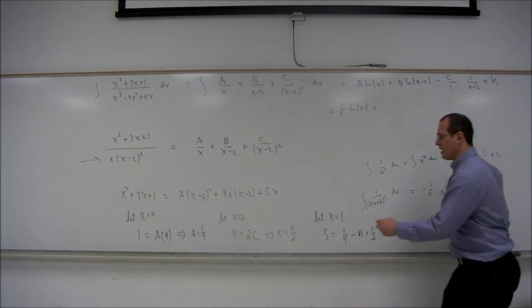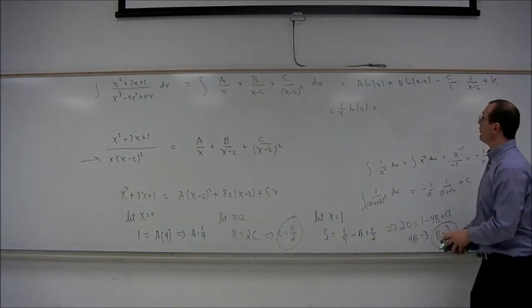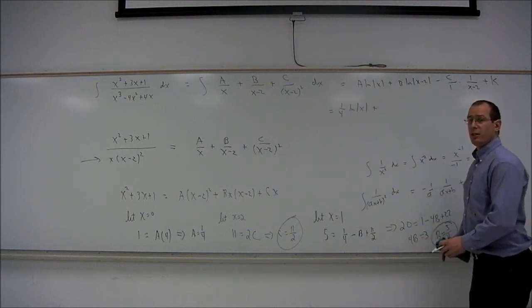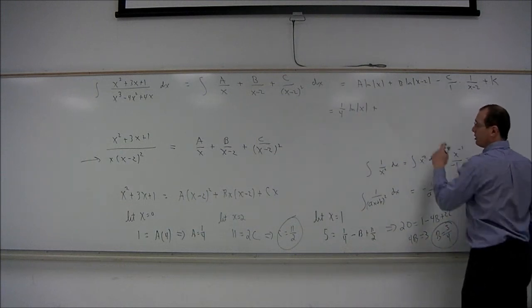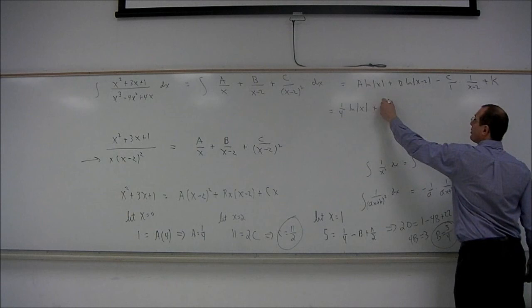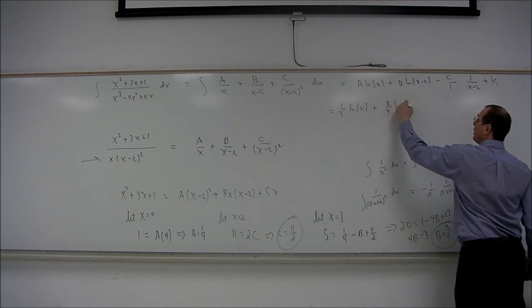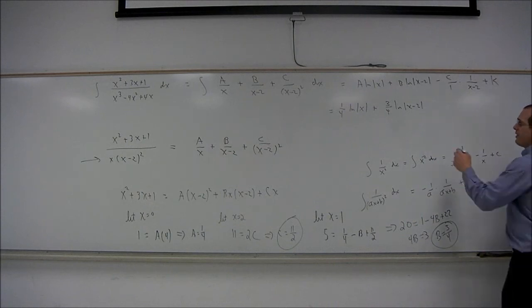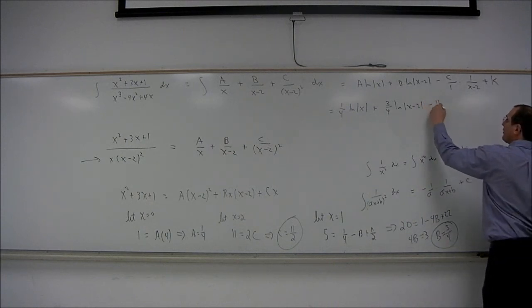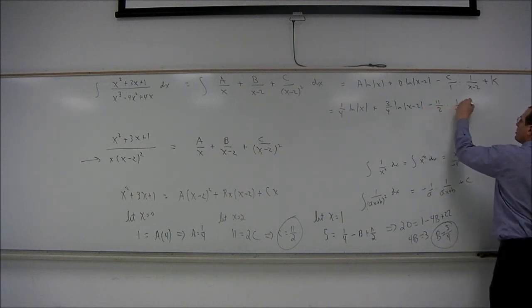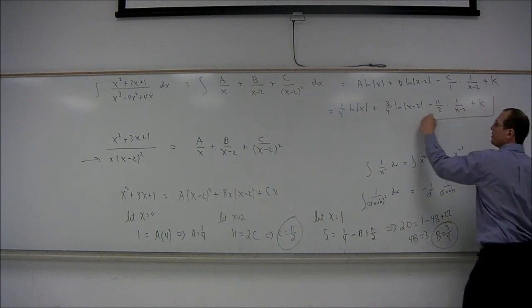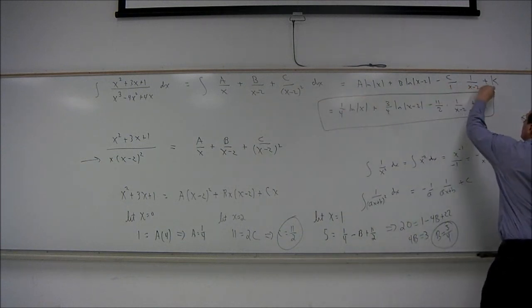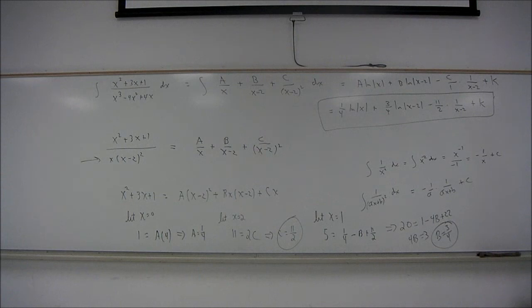And we said C was 11 over 2. We've already put A in the answer. So the rest of the answer is B, which is 3/4, times log of the absolute value of x minus 2, minus C, which is 11/2, times 1 over x minus 2, plus the constant of integration. So that's the final answer.